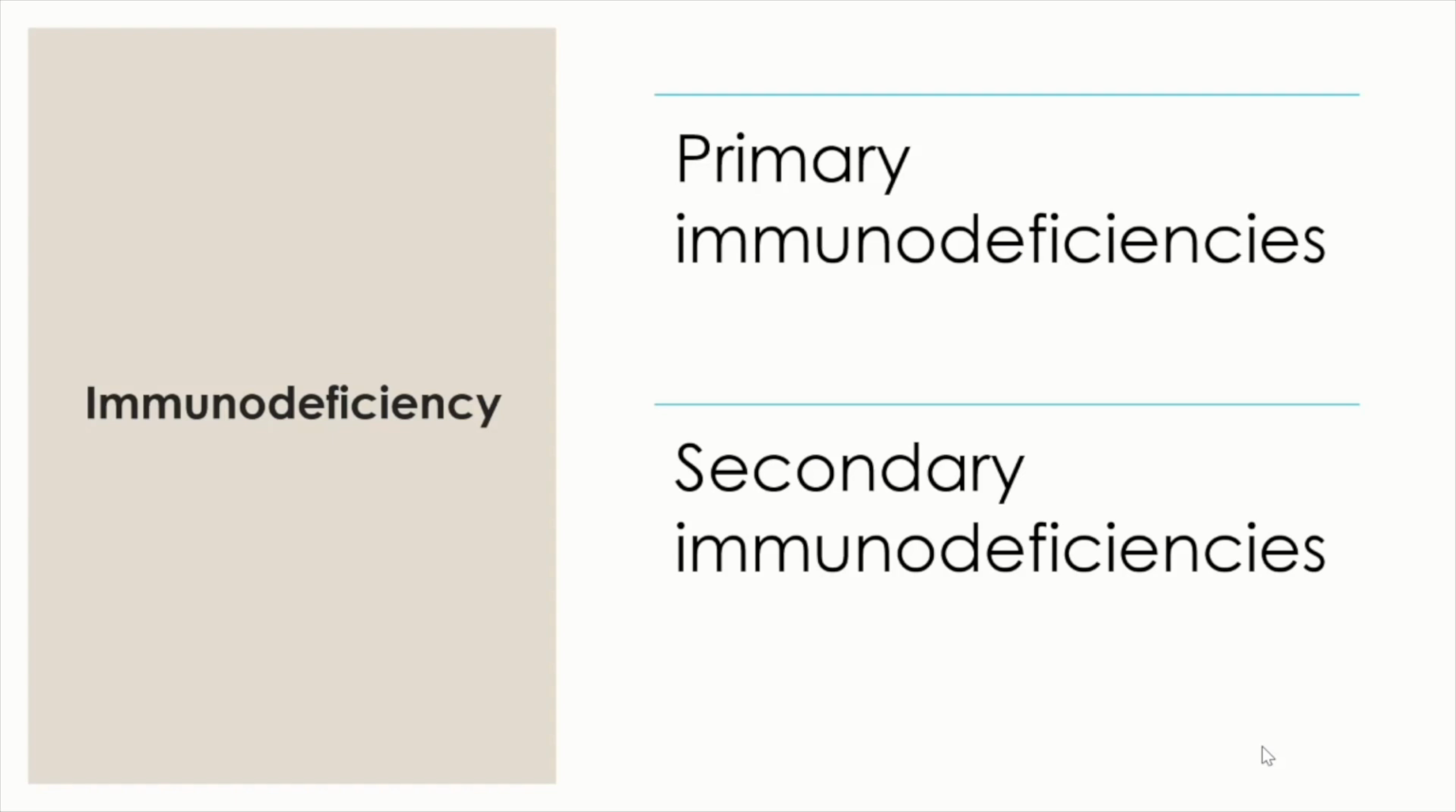Primary or congenital immunodeficiencies occur secondary to genetic defects and usually lead to an increased susceptibility to infection at birth or in early childhood. Secondary or acquired immunodeficiency is much more common, developed later in life, usually as a consequence of infections, malnutrition, malignancy, or immunosuppressive medication.